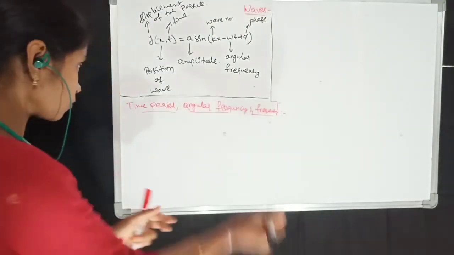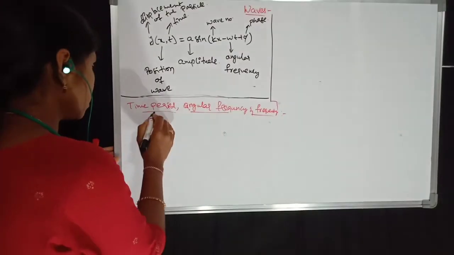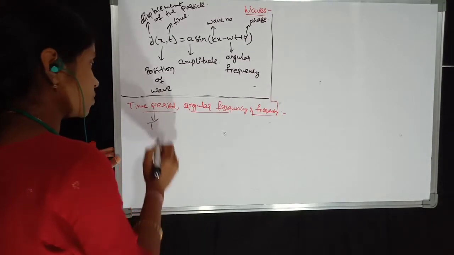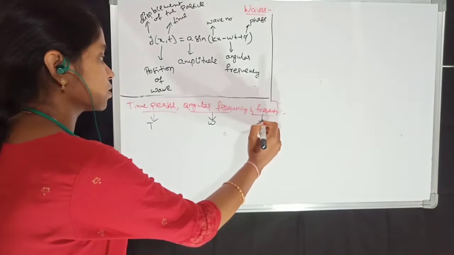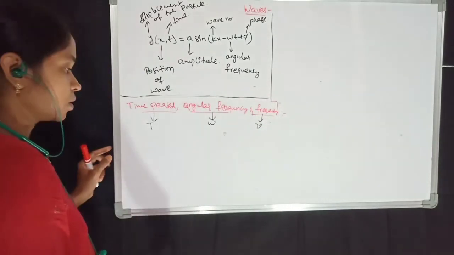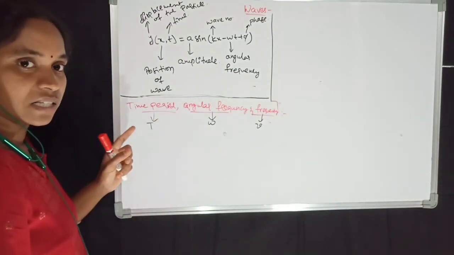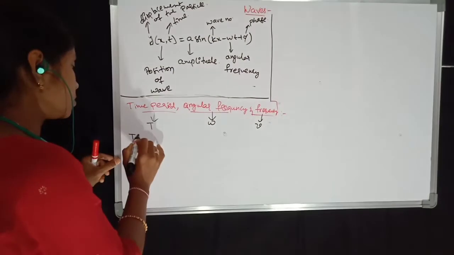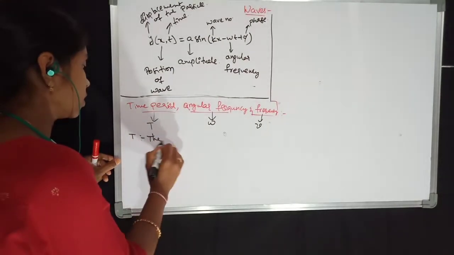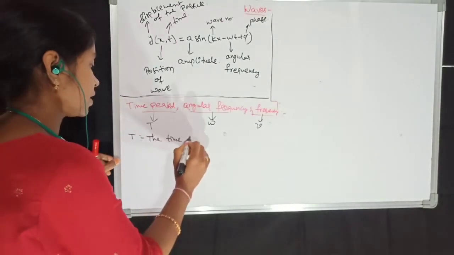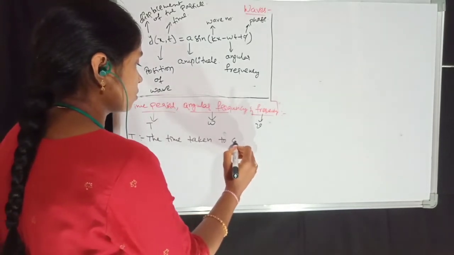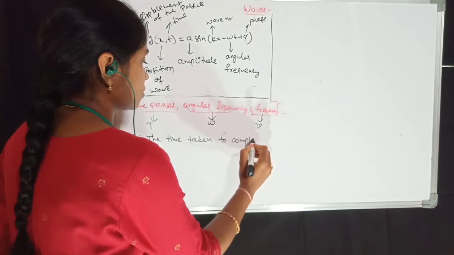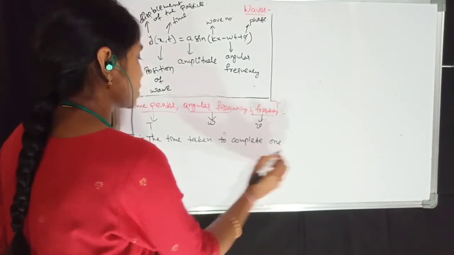Okay, now coming to the time period. This is represented by capital T. Angular frequency is represented with omega. Frequency is represented with mu. First of all, I am going to discuss this time period. This time period is nothing but the time taken to complete one oscillation.